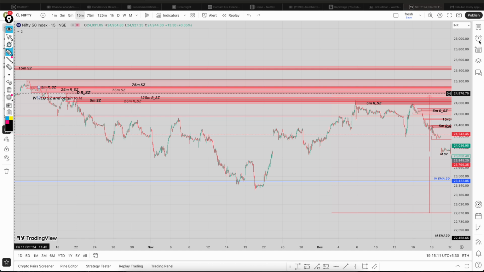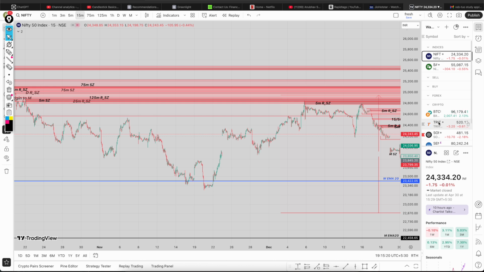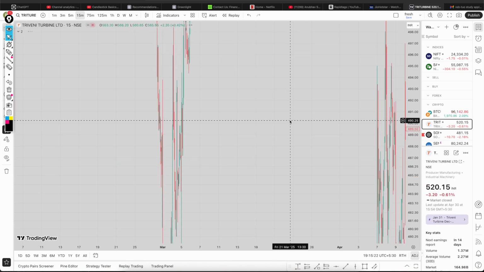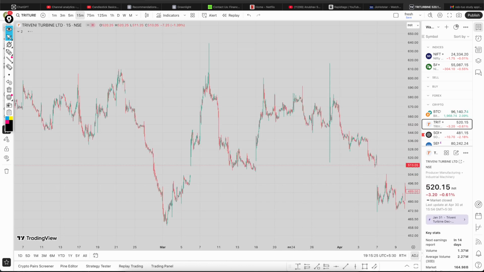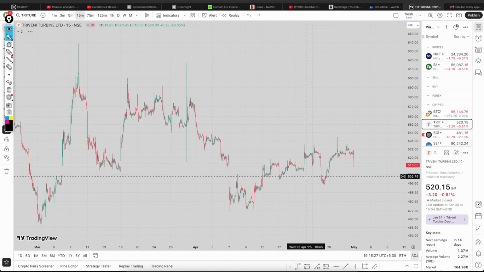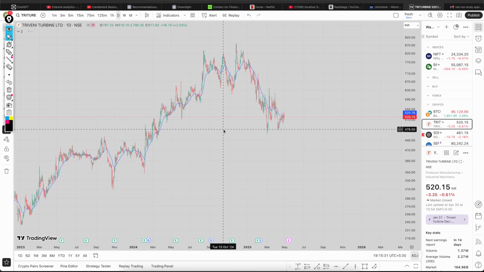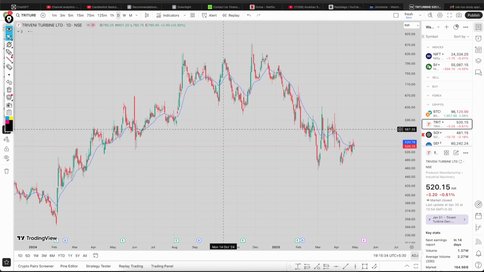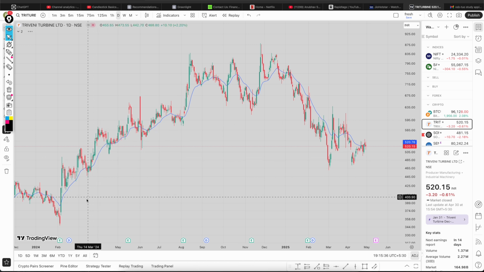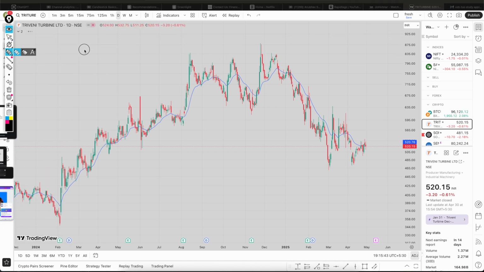Let's begin with the first concept. I'll take another clean chart. Let's say we'll take Triveni Turbines. This is a stock in NSE. We'll go to a daily time frame candle. Now we are seeing this particular range on this particular screen. Now what we want is, we have already studied four types of patterns.